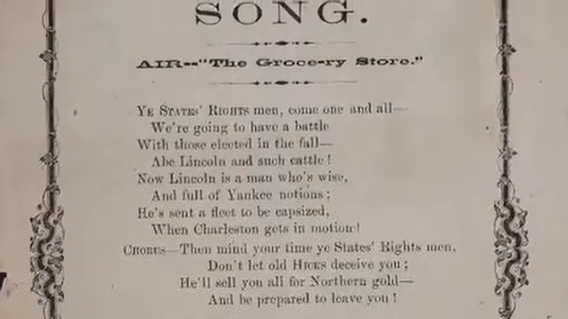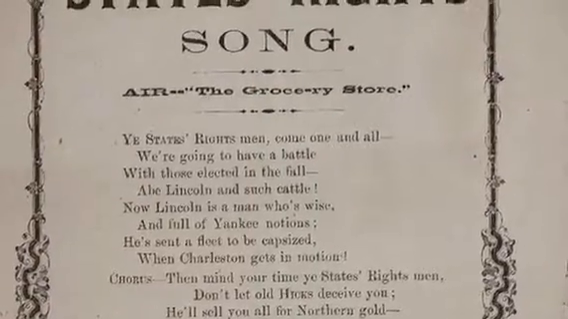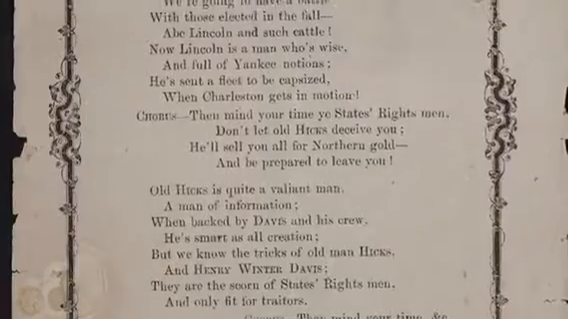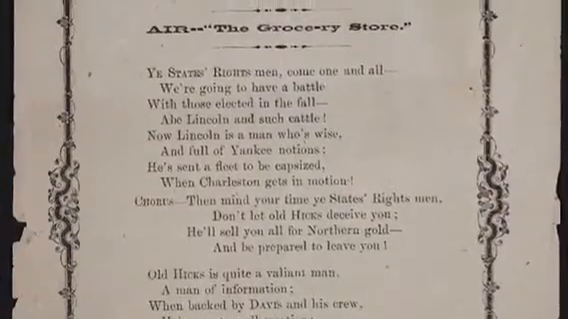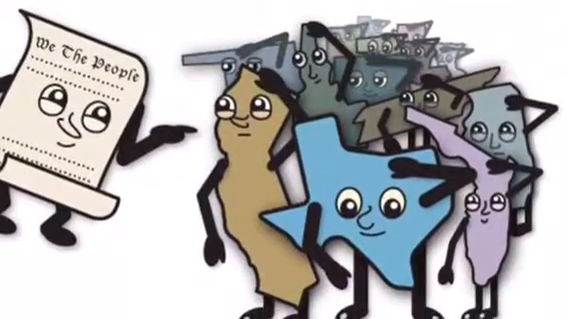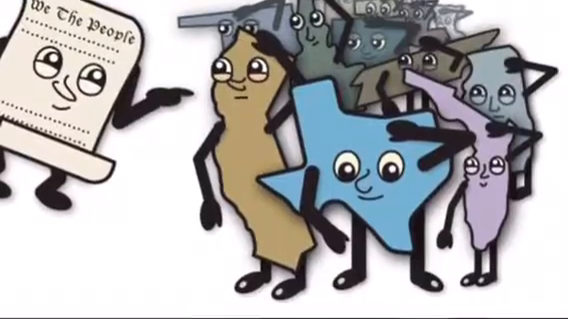Another reason was states' rights. States' rights refers to the struggle between the federal government and individual states over political power. This struggle focused heavily on the institution of slavery and whether the federal government had the right to regulate or even abolish slavery within an individual state.